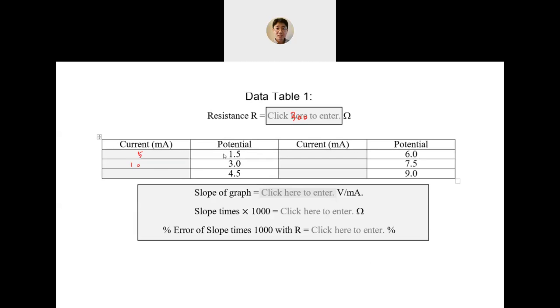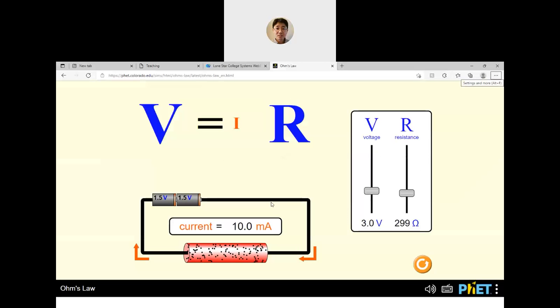And also, if I do 4.5, voltage set to 4.5, then this should be exactly 300. How to get 300? How do we say? This should be very sensitive.